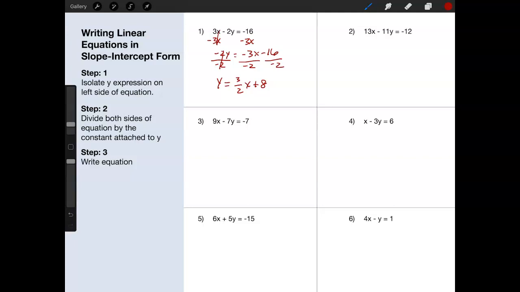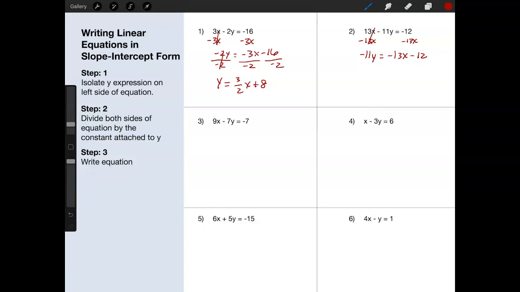Example number 2, we have 13x minus 11y equals negative 12. So we want to get the negative 11y by itself. We subtract 13x from both sides. This cancels. We have negative 11y equals negative 13x minus 12.